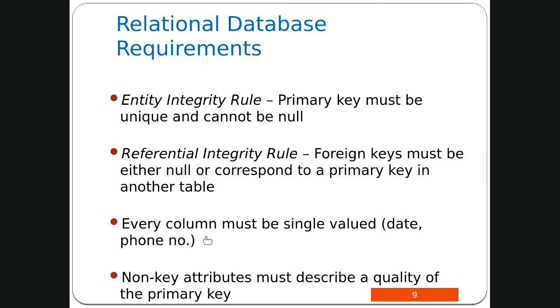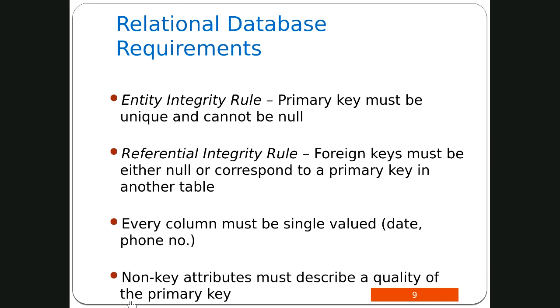The third rule is every column must be single valued, meaning in the same column, I must enter the same information for all the users. If it's the home phone number, then I must enter the home phone number for everybody. I cannot enter home phone number for someone and mobile phone number for somebody else. If it is the email address, I must enter email addresses for everybody in that column. I cannot enter email address for someone and date of birth for somebody else. It must be the same value that I'm entering in the same column for every user.